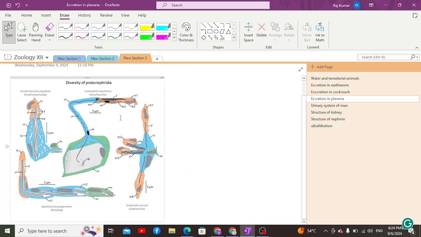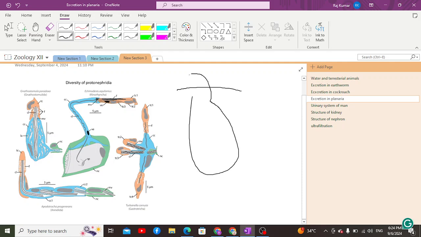Protonephridia is basically made up of some blindly ending tubules. As we know, within the body of planaria, we have blindly ending tubules, which are also known as ramifications. And these blindly ending tubules, the ramifications, are where the food material is diffused passively from one cell to another cell in order to provide nutrition.